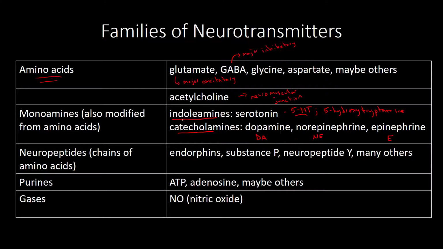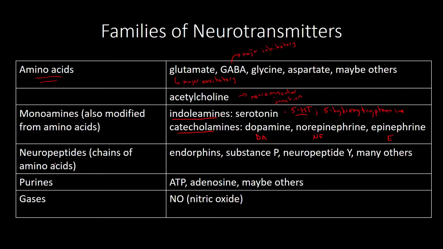It's important for you to know the indoleamines, catecholamines, monoamines. Later on, we're going to be talking about enzymes. There's something called monoamine oxidase. Monoamine oxidase is going to break down any monoamine. So if I tell you what monoamine oxidase does, you should be able to tell me that it affects serotonin, dopamine, norepinephrine, and epinephrine, but not acetylcholine, glutamate, or GABA.